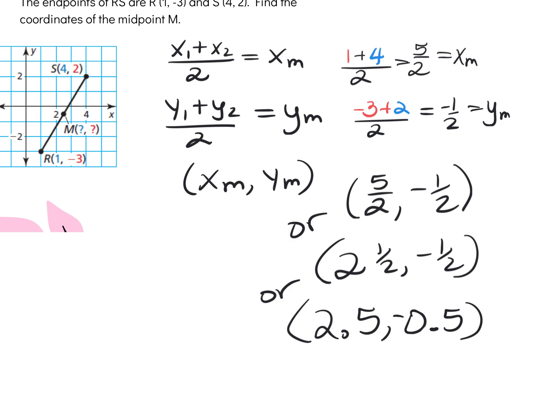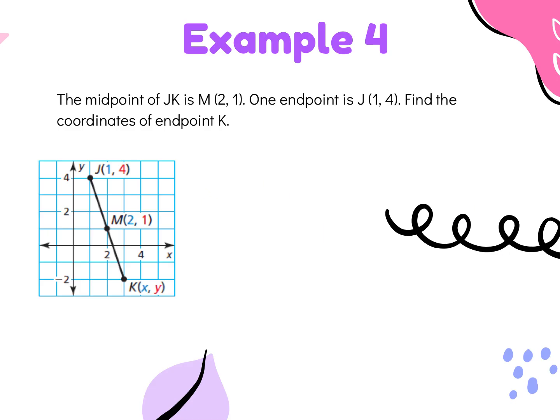Next, again, make sure you're reading what's given. This time, they're giving us the midpoint and one of the endpoints. They want us to find the coordinate of the other endpoint. And again, I will not give you a picture like this. I'm just going to give you the sentence.